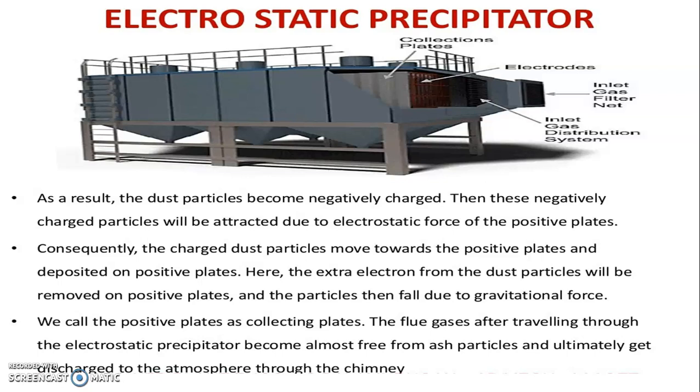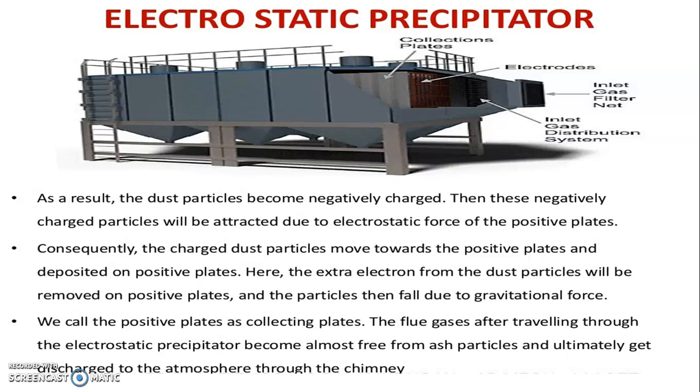As a result, the dust particles become negatively charged. Then these negatively charged particles will be attracted due to electrostatic force of the positive plates. Consequently, the charged dust particles move towards the positive plates and deposit on the positive plates. Here, the extra electrons of the dust particles are removed on the positive plates, and the particles then fall due to gravitational force. We call the positive plates the collecting plates.